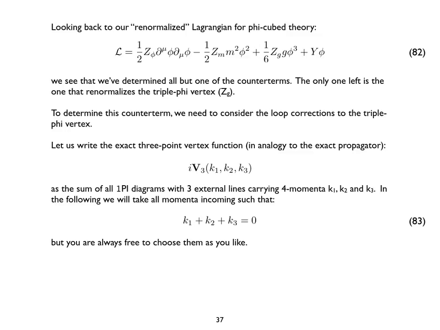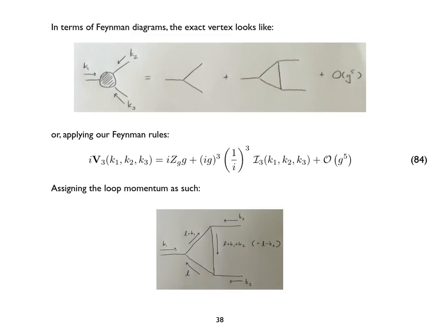So I'm going to choose my vertex to look like this, my tree level, and I'm going to take all momentum incoming. Okay, it seems a little weird, but you'll see it done a lot because it's just more convenient to have just plus signs coming in instead of some pluses and some minuses. Okay, but we're going to enforce the constraint that the sum of those three gives you 0, just from conservation of momentum. Like I said, you're always free to choose what you want.